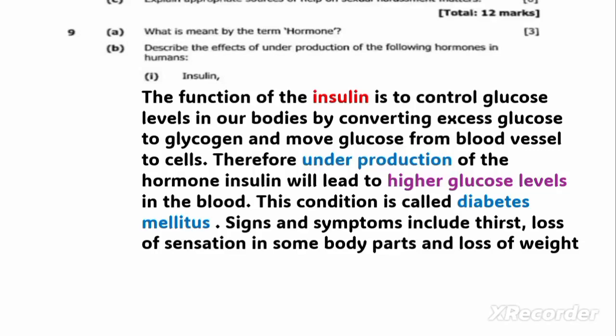Therefore, underproduction or low production of the hormone insulin will lead to higher glucose levels in the blood. This condition is called diabetes mellitus. Signs and symptoms include thirst, loss of sensation in some parts, and loss of weight. So we have seen some effects of underproduction of the given hormone, which is insulin.